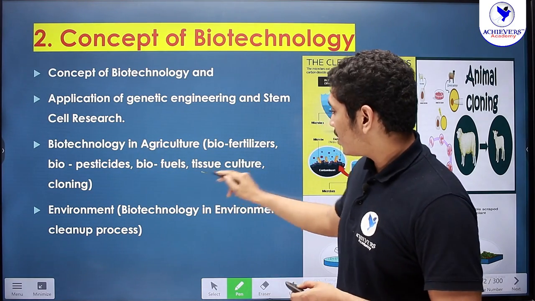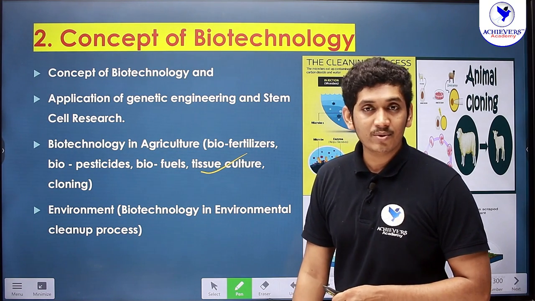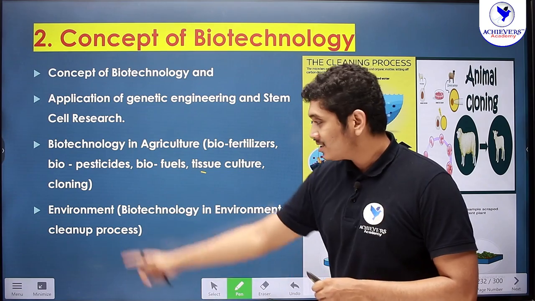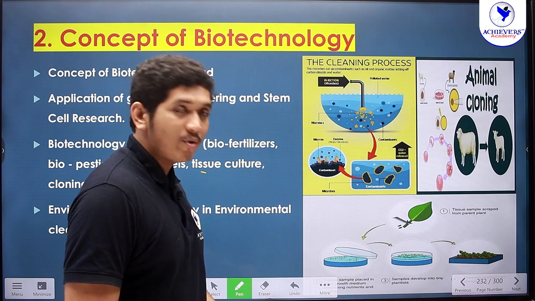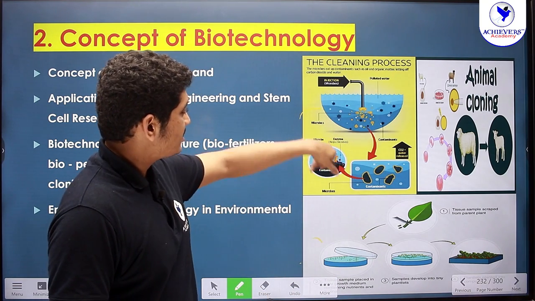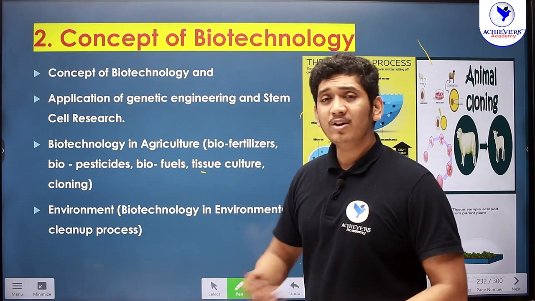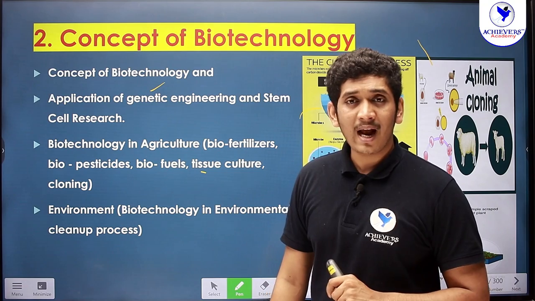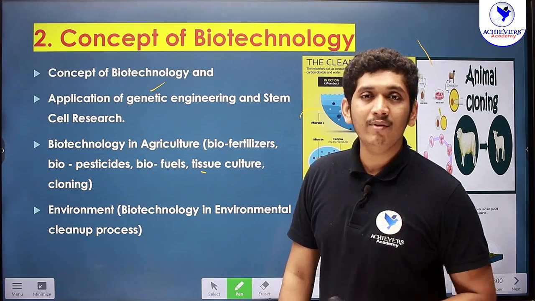Next, tissue culture for plant cloning. Here I will teach you what tissue culture is, the types of methods used in tissue culture, and what micropropagation is. Next is environmental biotechnology. From the picture you might know, you will be learning about bioremediation processes. This is a process of micropropagation, this is tissue culture, this is environmental biotechnology, and this is cloning technology. Some other topics, like monoclonal antibodies, will be dealt with in vaccination also. If you are missing anything, I'll definitely give you each and everything.